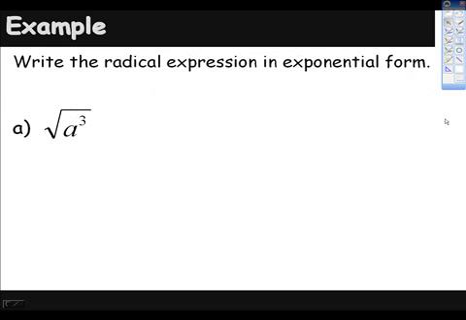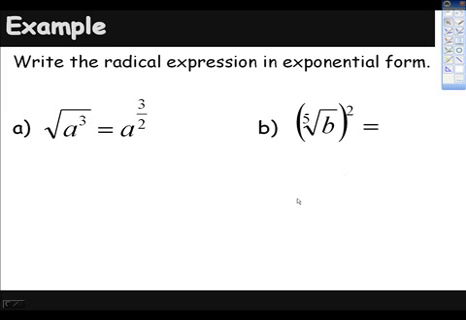Write the radical expression in exponential form. So now we're going the other direction. We've got a square root of a to the 3rd. So that would be a to the what power? It'd be a to the 3 halves power. Remember, the index here is 2, so that's going to be the bottom of my fraction. The power is always the top number.